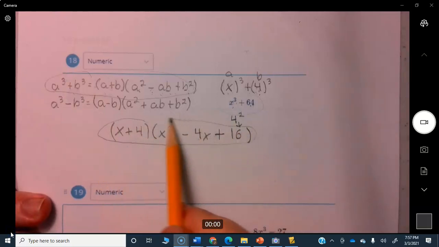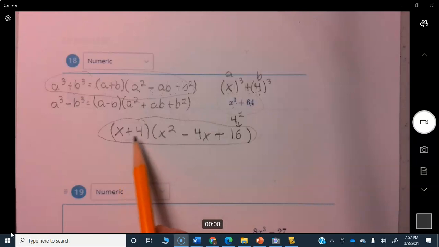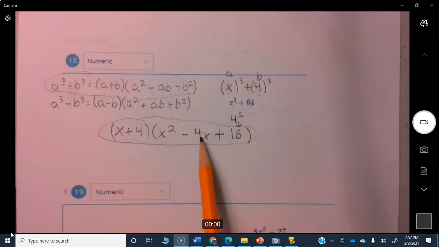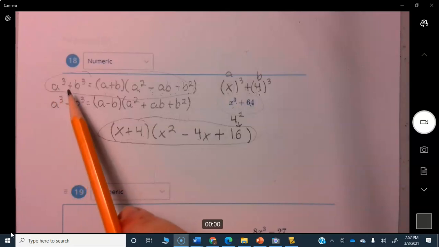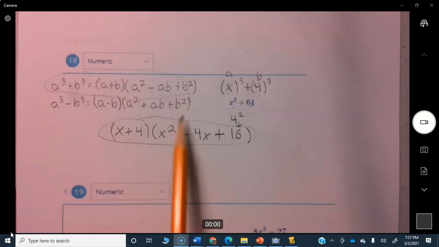Now, if you say, can you check your work by multiplying it? Yeah, you'd have to set up a grid because you have an x and a 4 here. You have an x squared, a minus 4x, 16. Set up a grid and do it, and you'll come out with it equaling basically x to the third plus 4 to the third, or plus 64. But I'm not going to do that here, okay? So anyway, just remember these two. You're going to use them later on.